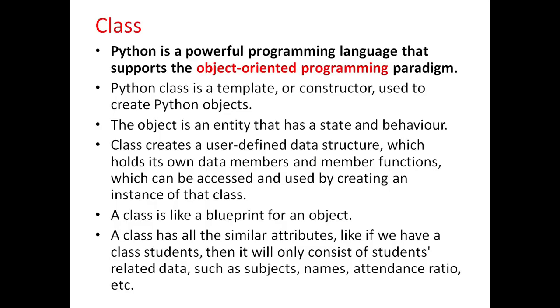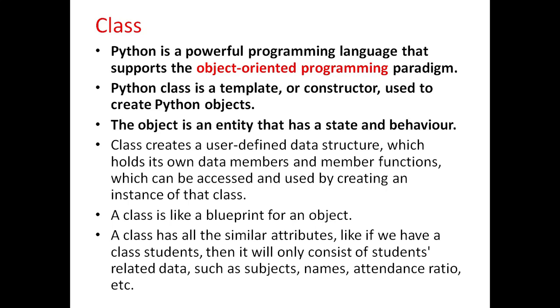Here we will see classes and objects in Python. Python is a powerful programming language that supports object-oriented programming. In Python, a class is a template or constructor which is used to create Python objects. The object is an entity that has a state and behavior.